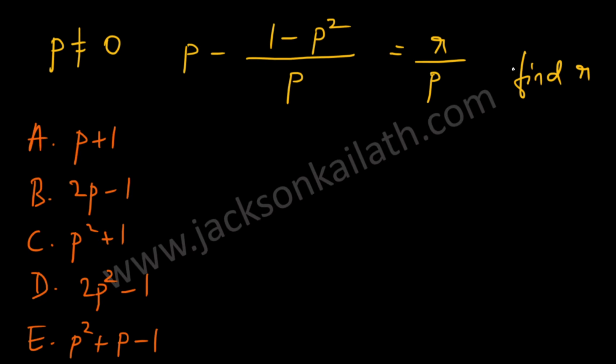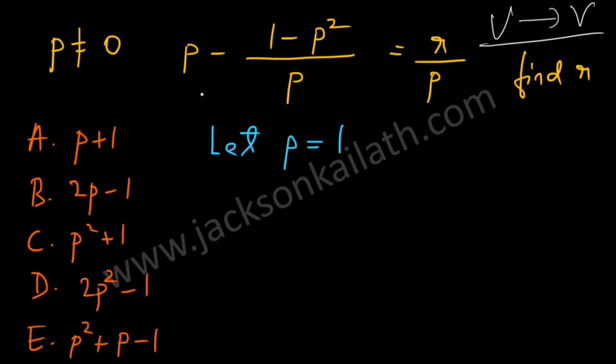Now you can see that the question stem is in terms of variables and the answer options are in terms of variables, right? So it's a variable to variable question. So the best way to solve it is just assume a value for p, right? And if you do that, you will get a value for r, and then check the answer options and eliminate the wrong options. So let's take the value of p as 1.